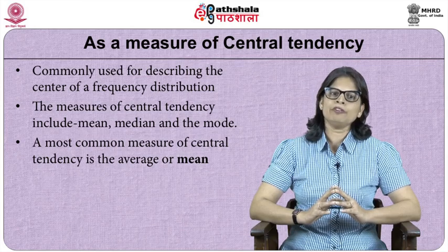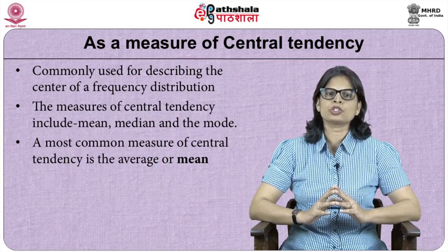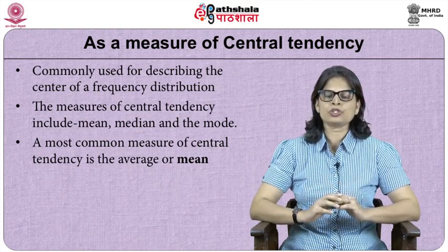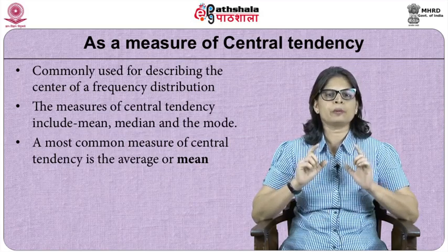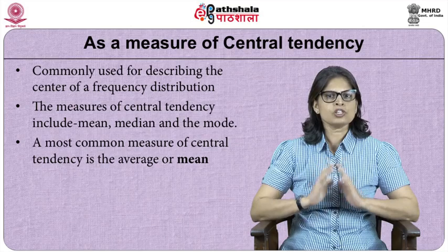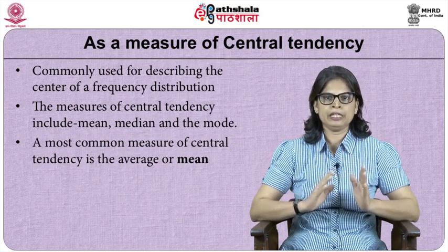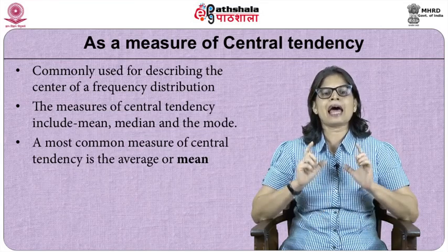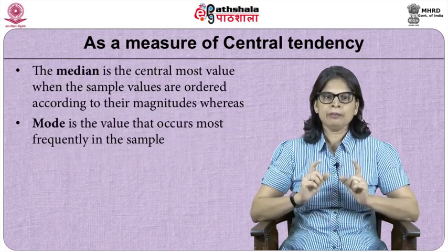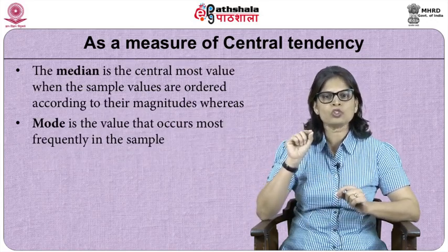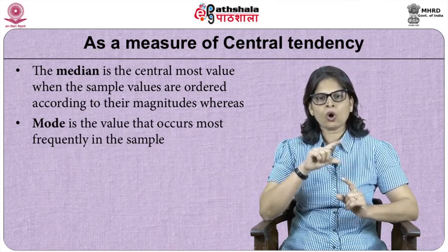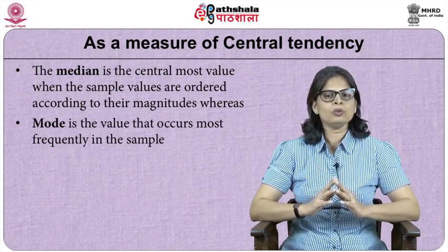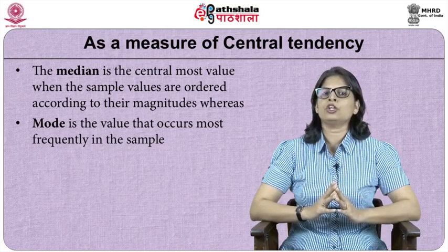Another way of representing the univariate data or analysis is through the measures of central tendency. These are commonly used for describing the center of a frequency distribution. The measures of central tendency include the mean, the median and the mode. The most common measure of central tendency is the average or the mean. The median, on the other hand, is the centermost value when the measurements are ordered according to their magnitudes, whereas mode is the value which occurs most frequently in your sample.